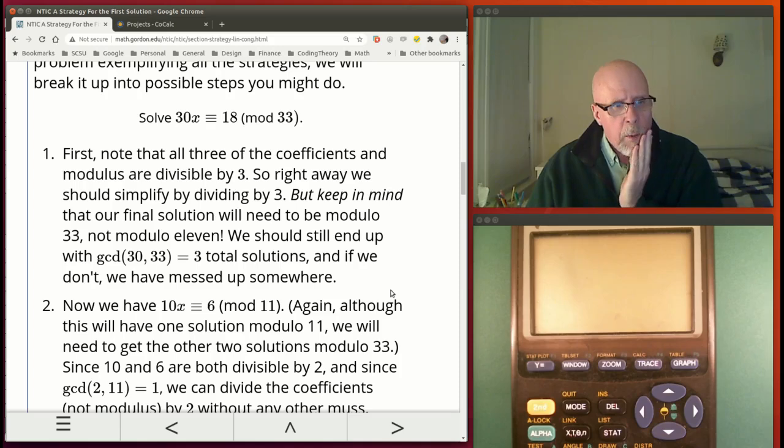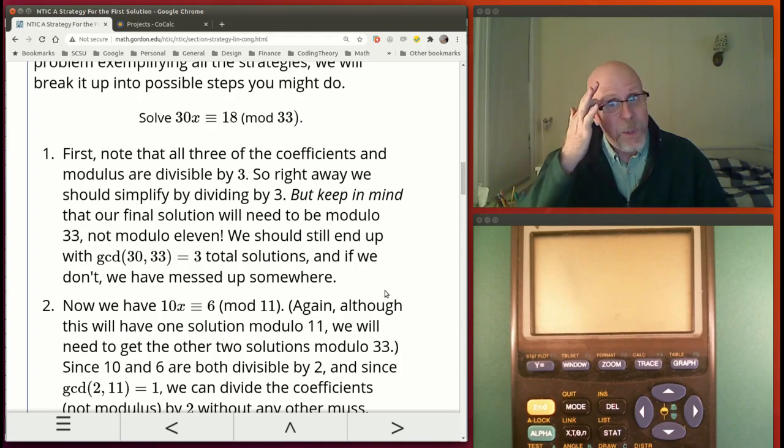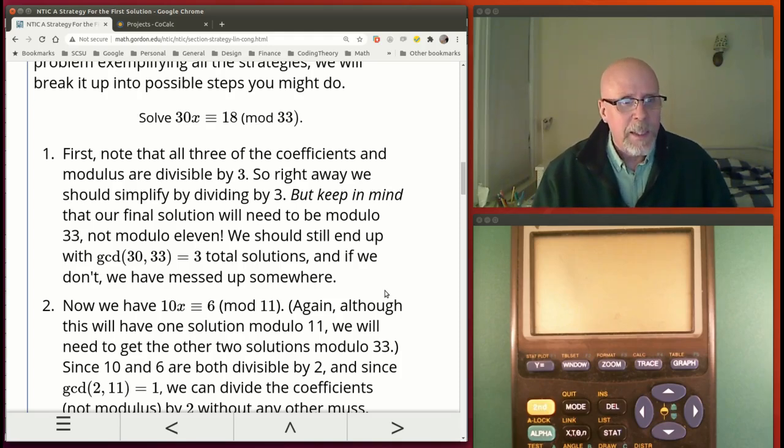Now, I would say we're basically done, right? Because I'm looking at this from the perspective of modular inverses. And 10 mod 11 is -1. So what's its inverse? Itself. So I just multiply both sides by 10, and I get x. I know it's 100x, but 99 is a multiple of 11, so it's really just x is equal to 60 mod 11.